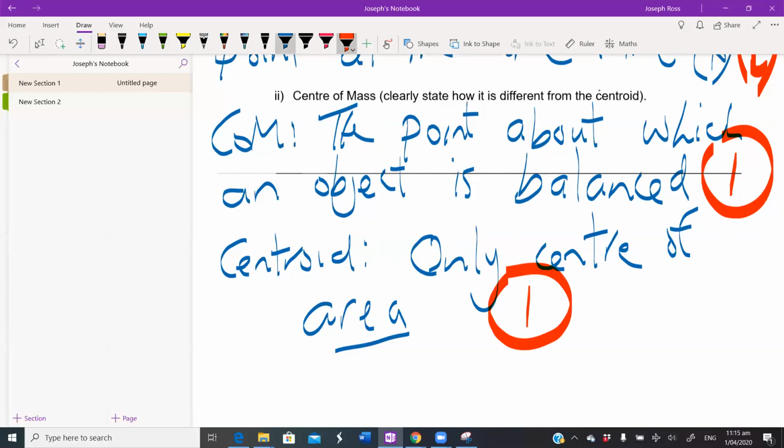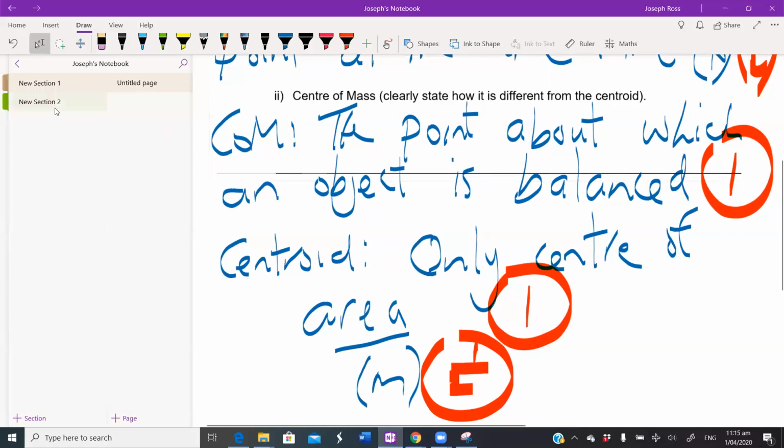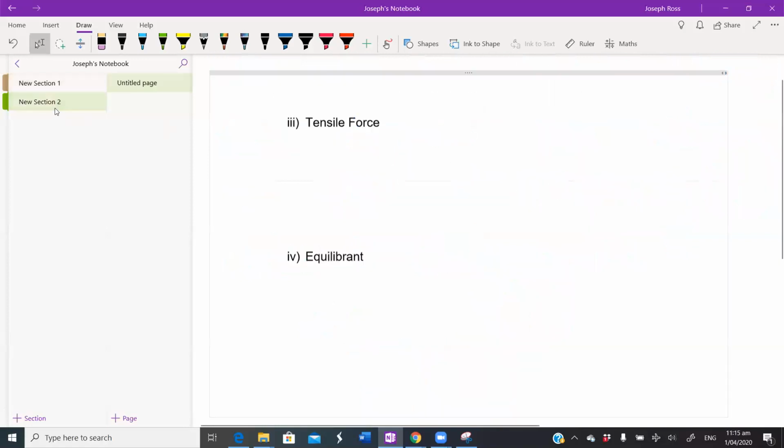And also the units for the centroid and the units for the center of mass, that we're looking at the location from the particular pivot point. So it's a measure of distance from your point that you've chosen to be your origin. So therefore your units would be meters there. It's a common misconception that centroids have no units, but the units are definitely meters.